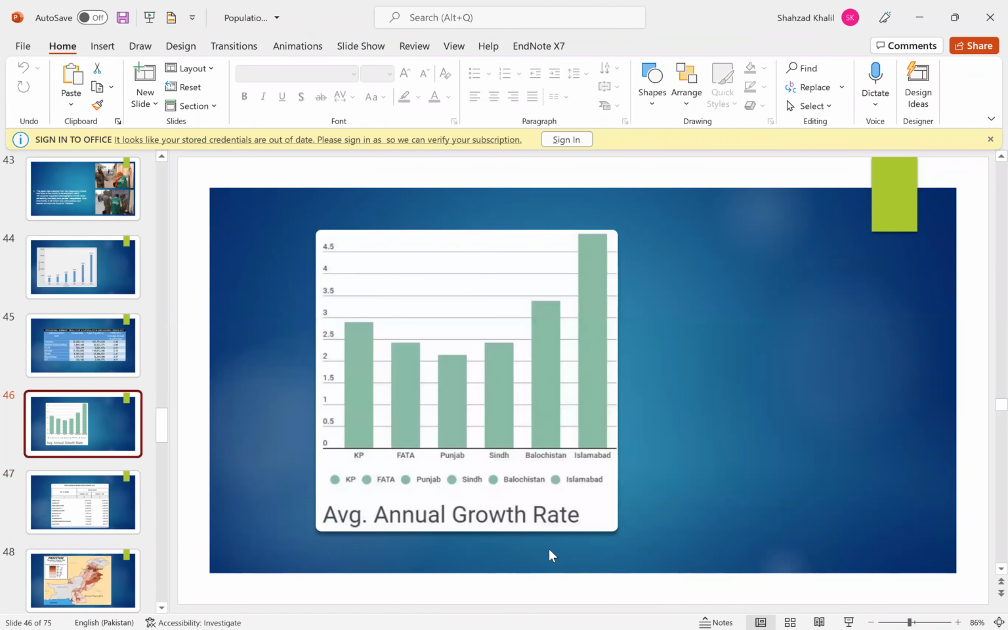We can see by this annual growth rate that Islamabad is the maximum, then comes Balochistan, then KP, then FATA, then Sindh, and then Punjab.